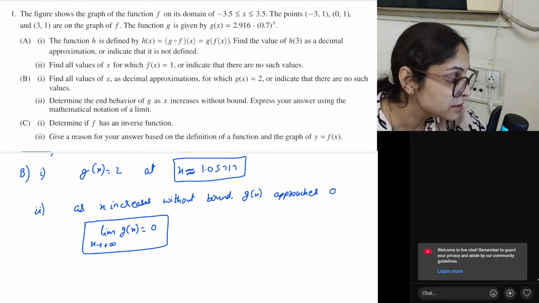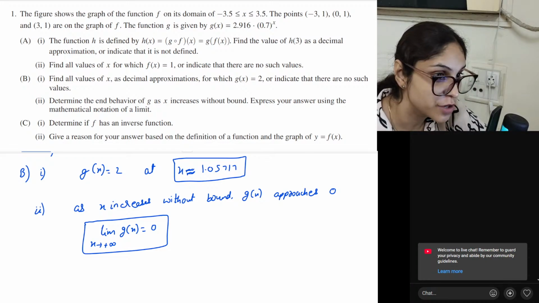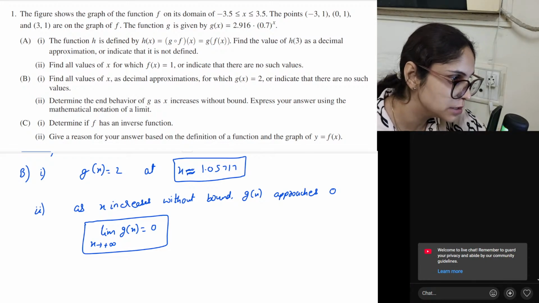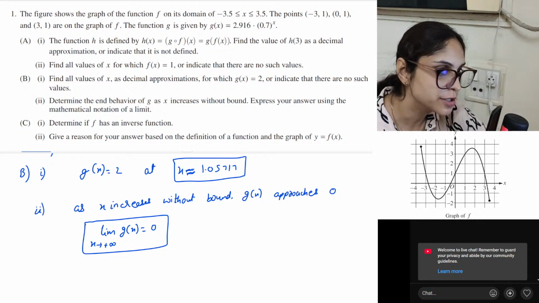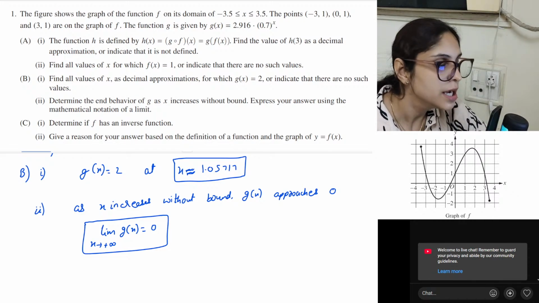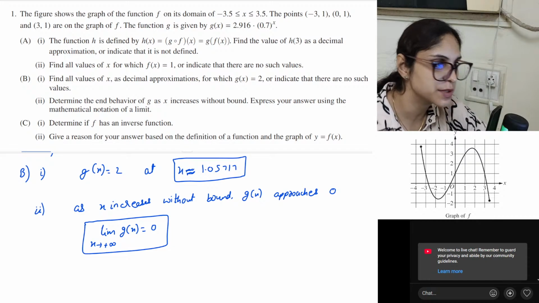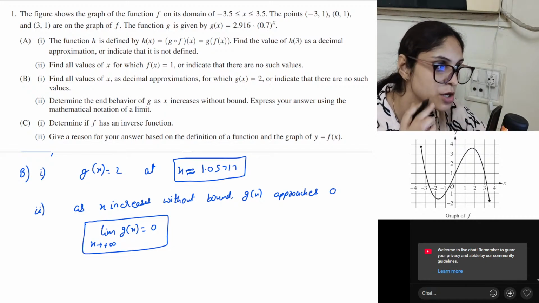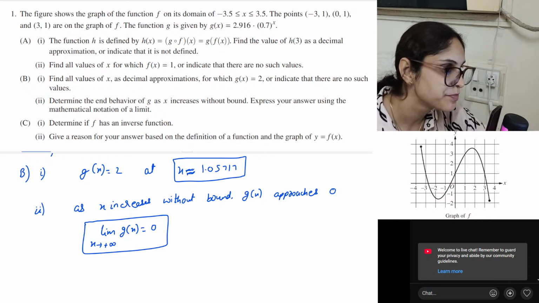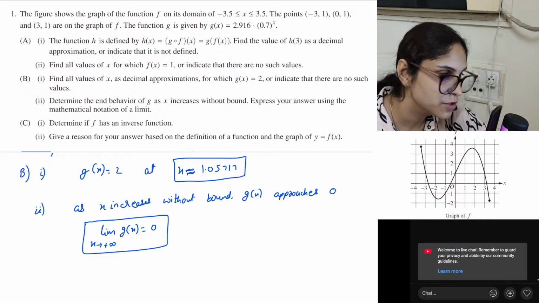Now C part, determine if f has an inverse function. So we want to know about f, so we will need the diagram. So for inverse function, it should pass vertical test, which it is passing, and it should also pass the horizontal line test, which it is not passing. It is not passing horizontal line test because when you make horizontal line, it is meeting the graph at several points. So f cannot have inverse function.